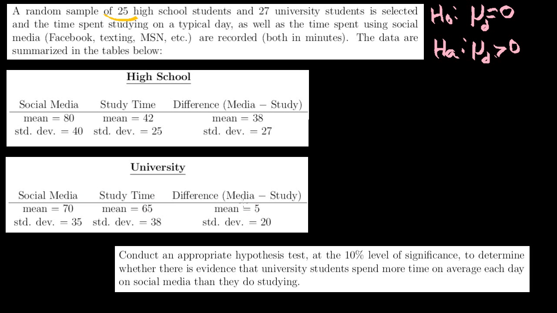Because notice that the difference is calculated by doing media subtract study. Therefore, if it was greater than 0, a positive number, we would be doing social media more than studying. And that is what we are testing in this question.